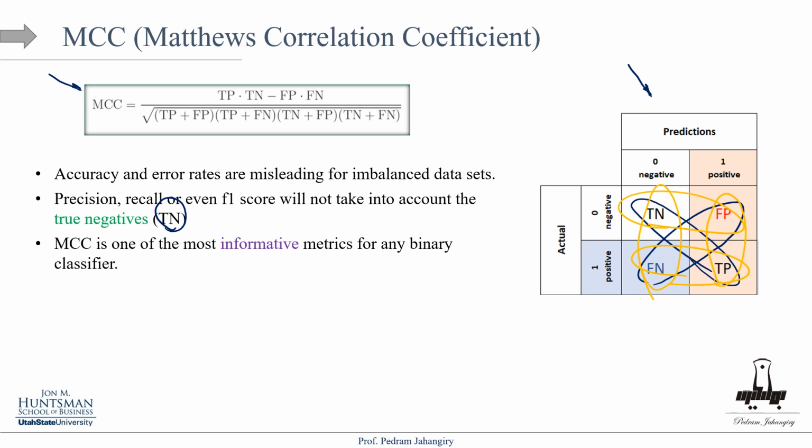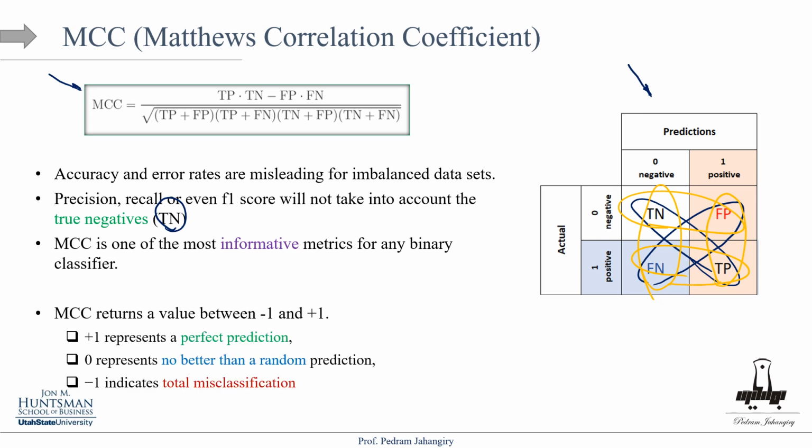So what does the output look like for MCC? The MCC returns a value between -1 and 1. So +1 represents a perfect prediction. 0 represents no better than a random prediction. And -1 is a total disaster, it's total misclassification, right? And as you can see, it's a kind of correlation, right? So that's why we call it Matthews correlation coefficient, right?